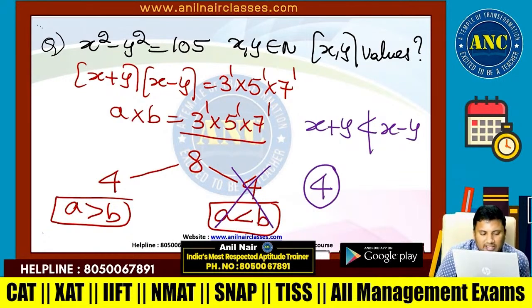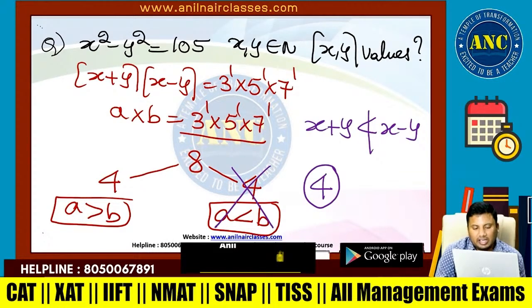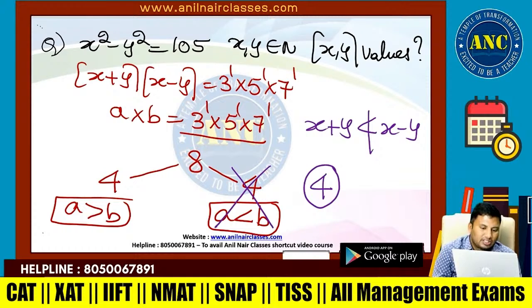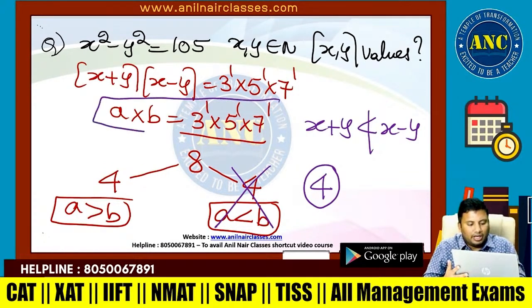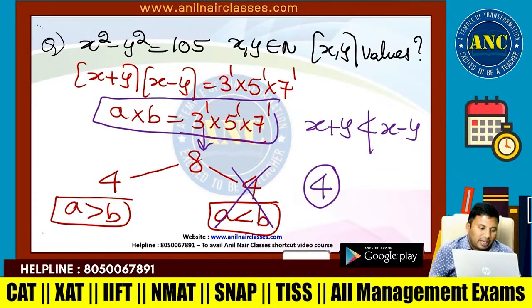x plus y is A, x minus y is B. A into B is 3 into 5 into 7, which gives 8 cases. 4 cases will have A greater than B, and 4 cases will have A less than B. The sum of two natural numbers can never be less than their difference, so 4 cases are eliminated.